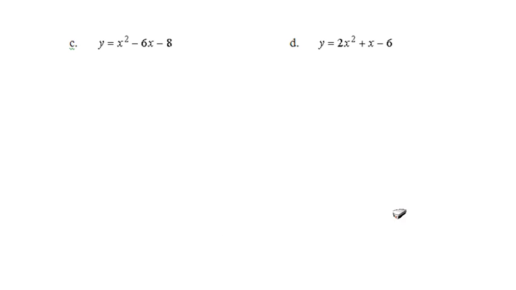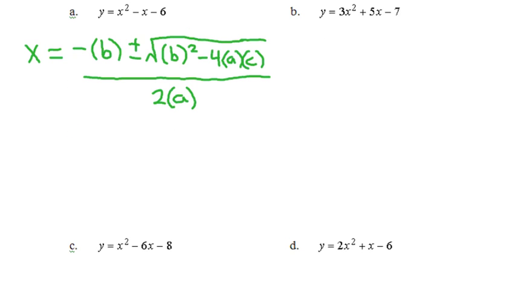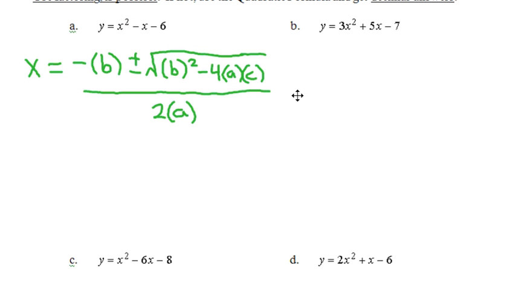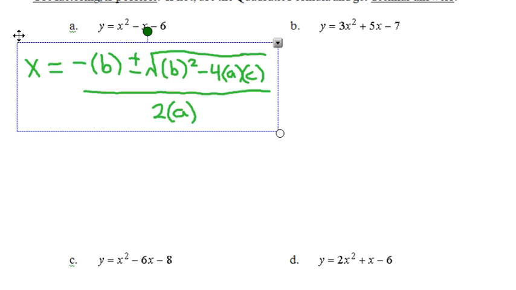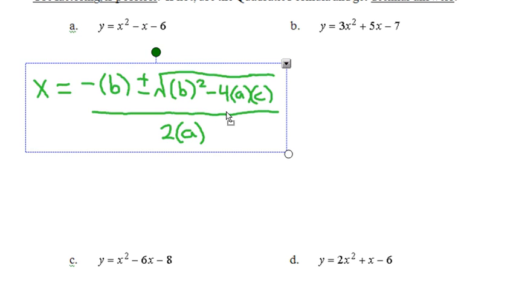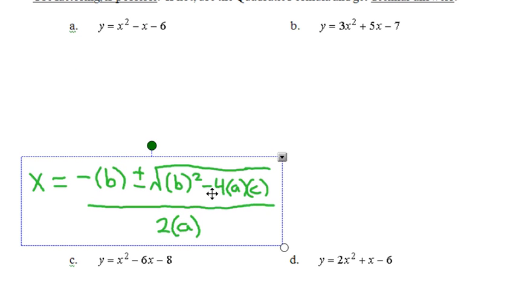If you haven't done so yet, write down the quadratic formula just by memory. Go for it. And here it is once again. Remember, the mnemonic anyway, is x equals -b plus or minus the square root of b squared minus 4ac all over 2a.